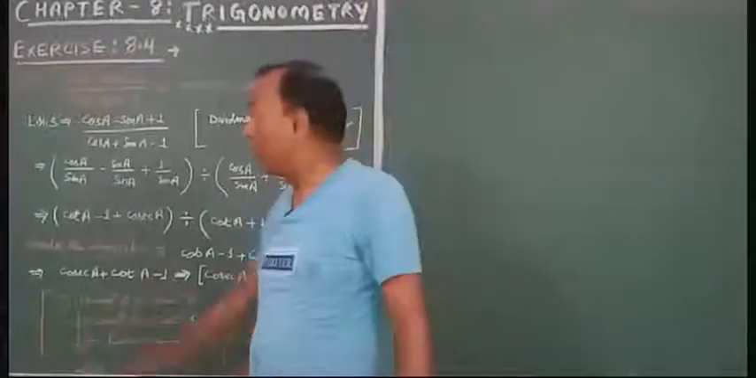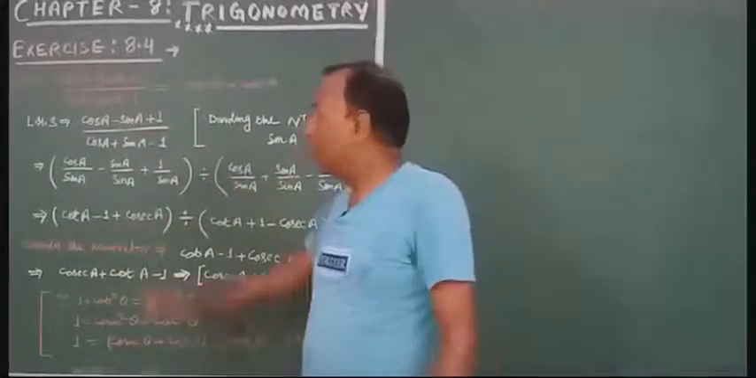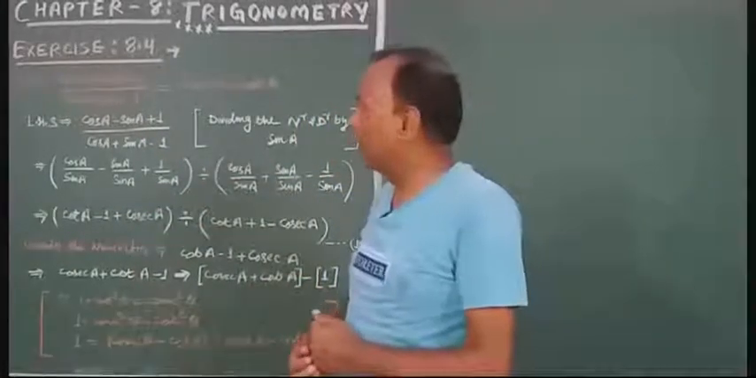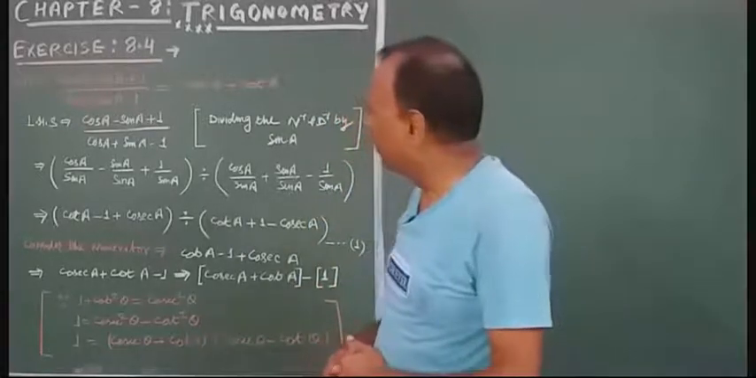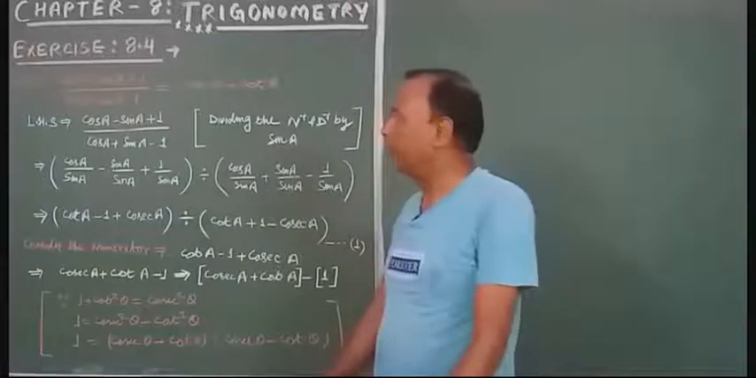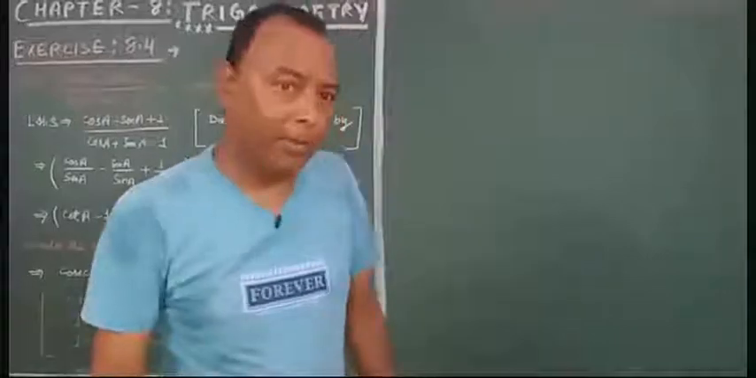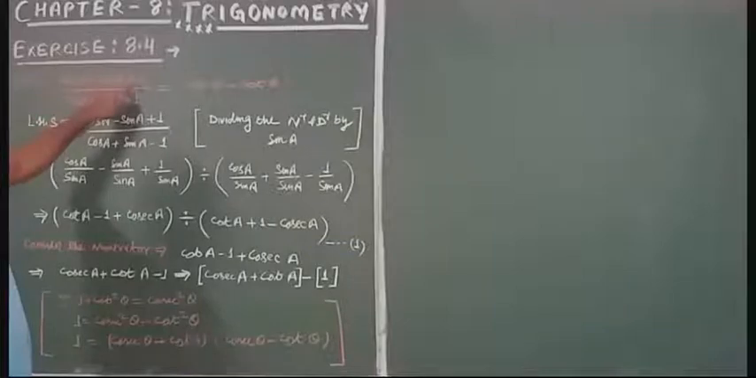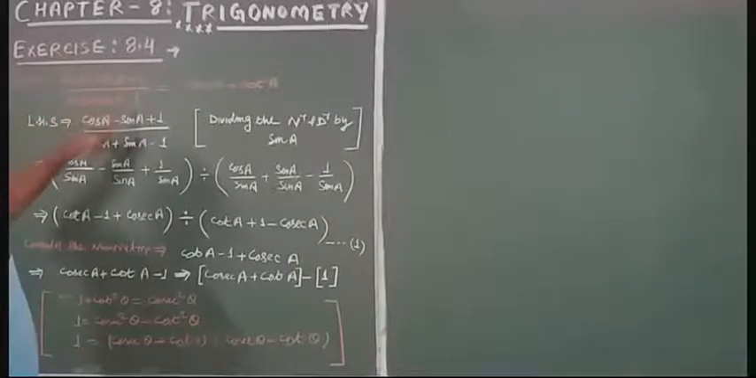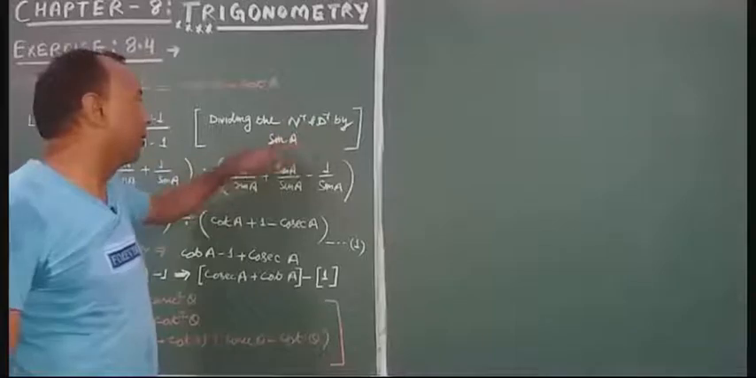Now just look at this fifth question, fifth part. You have to prove that cos A minus sin A plus 1 divided by cos A plus sin A minus 1 is equal to cosec A plus cot A. So we are starting with the left hand side. What is our left hand side? Cos A minus sin A plus 1 upon cos A plus sin A minus 1. Now what am I doing here? I am dividing the numerator and denominator both by sin A.